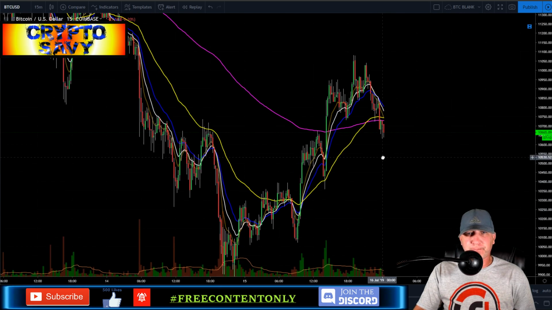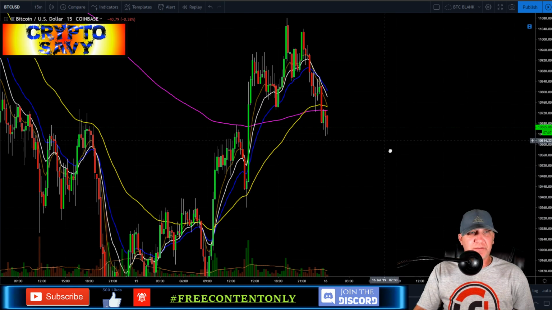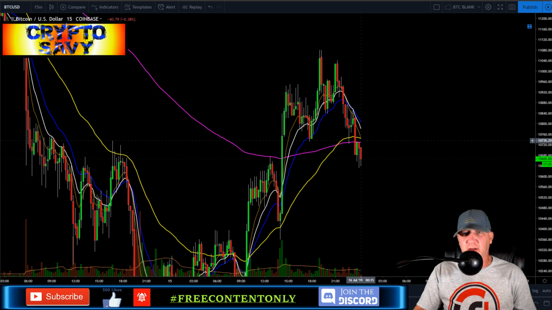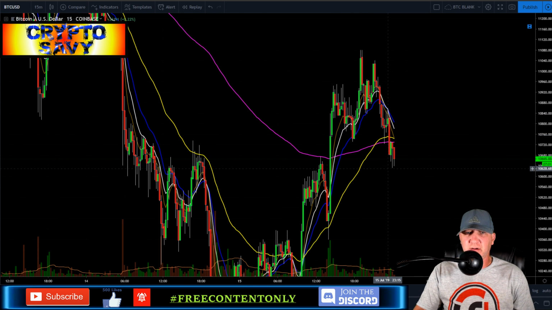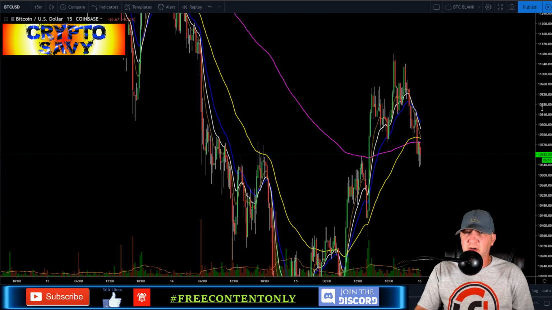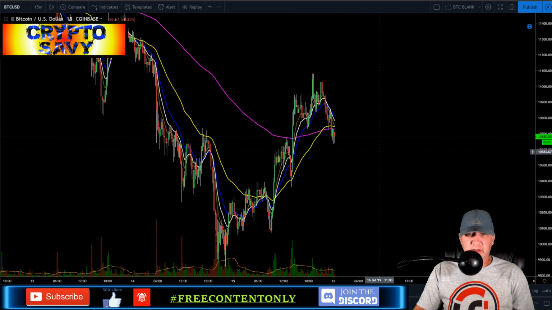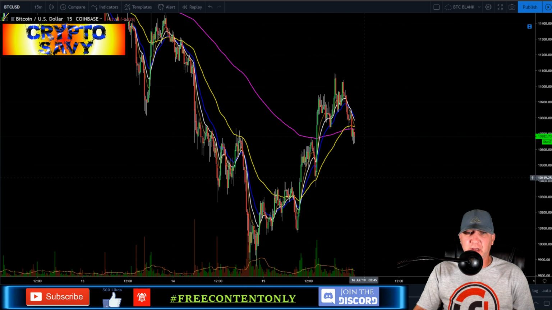But yeah, they're definitely turning over in the 15-minute. The 8 is definitely wanting to cross the 55 here, and it's looking like if this keeps going, the 55 could cross the 200 and go down much further. But again, this really is looking like a bull flag to me. Most definitely looking like a bull flag to me.